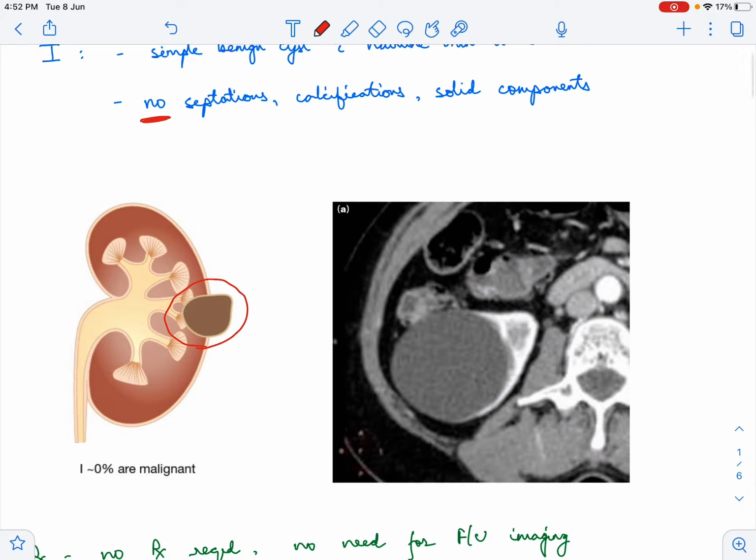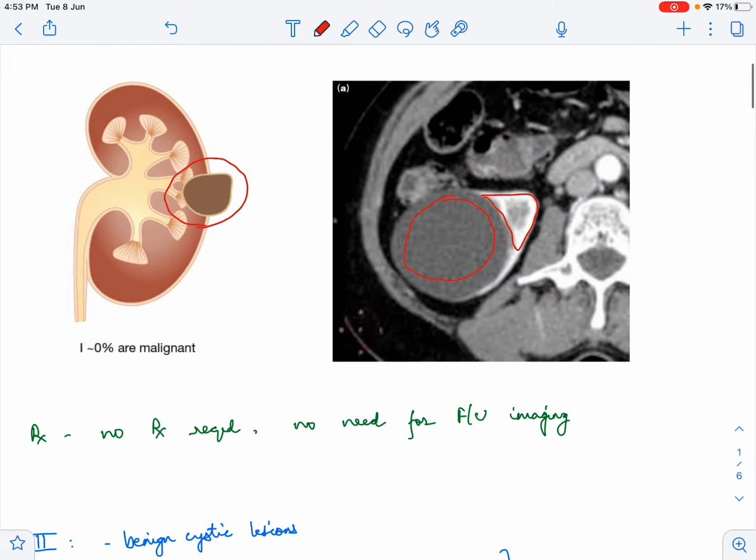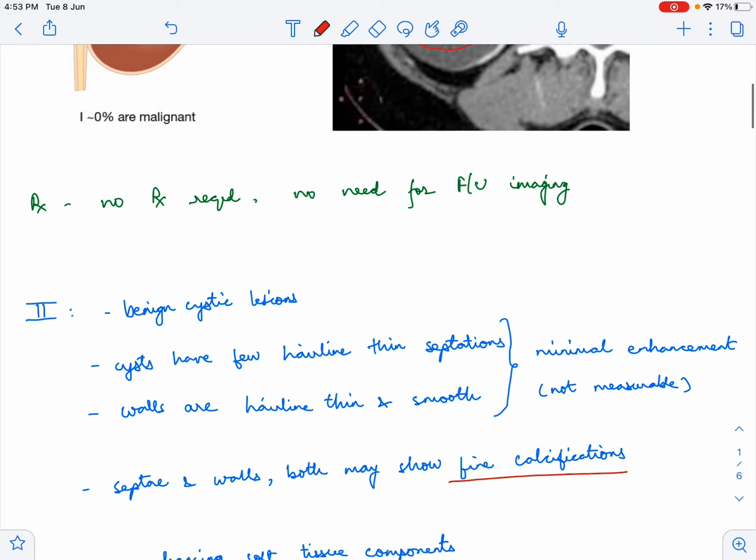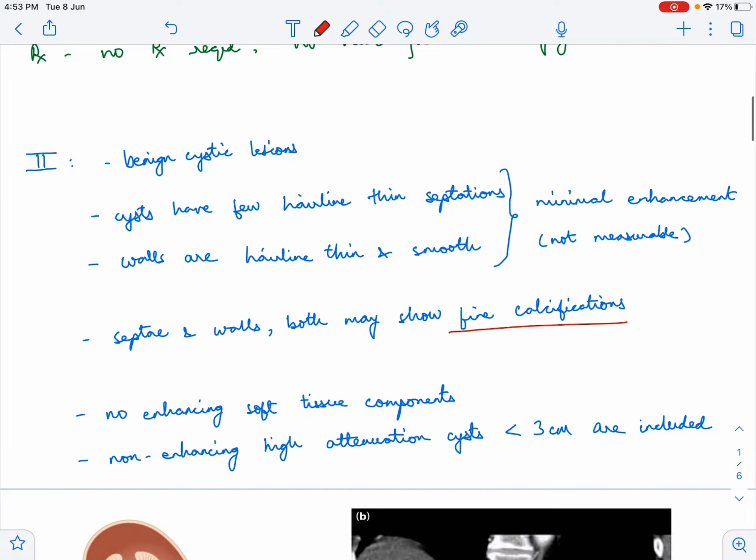This is how a simple cyst looks on a CT scan. This white structure is the kidney, and this here is the cyst. None of these cysts are malignant. So if it is a category 1 Bosniak cyst, there is no treatment required and no need for follow-up imaging.